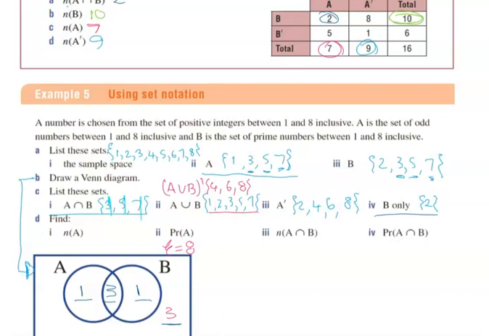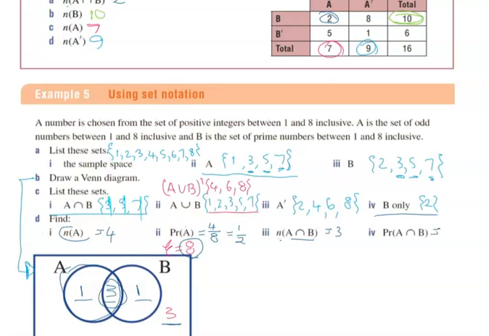Part D, find the number of elements in A. That's that whole circle, so it's 4. Find the probability of A. It's the number of elements that are in A divided by the total number of elements. So it'll be 4 over 8, which equals 1 over 2. Find the number that's in A and B. That's 3. And find the probability. That's always written as a fraction. N is always written as a number.